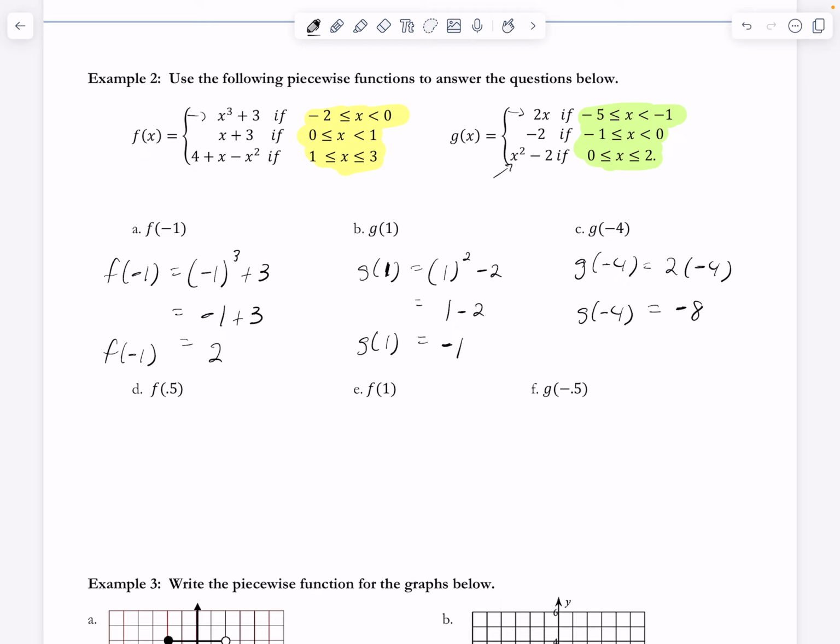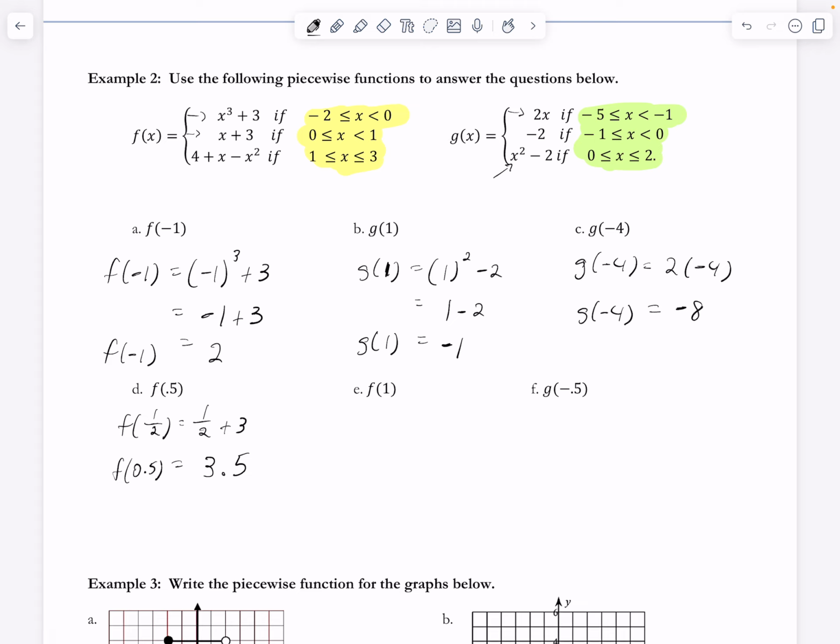And then the next one here, part D, back to the f of x function. I'm plugging in 0.5. 0.5 is between 0 and 1. That's the middle part. So plugging in 0.5 for 1/2, I get 1/2 plus 3, which is going to be 3.5.